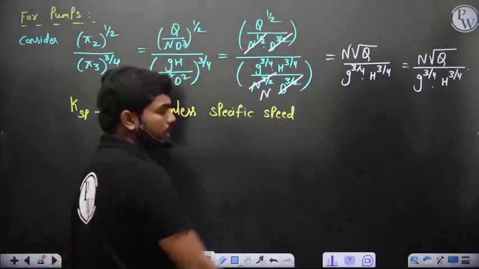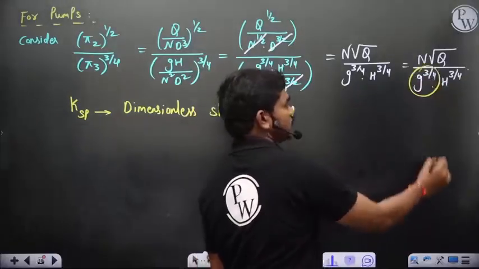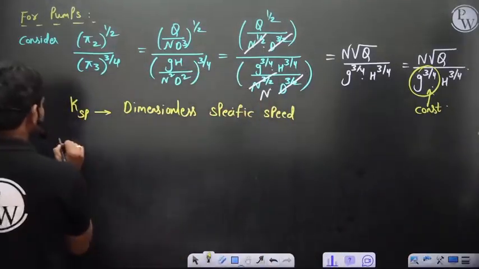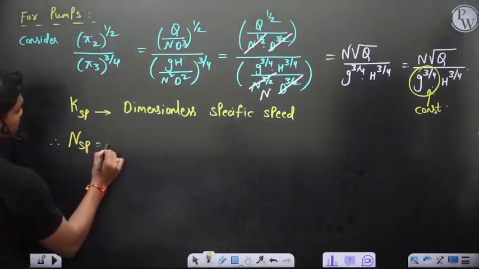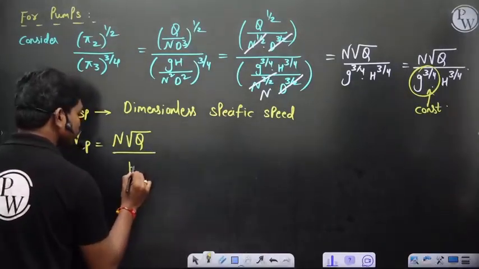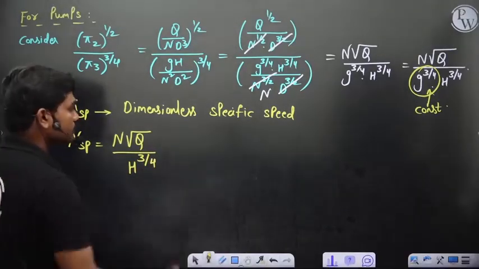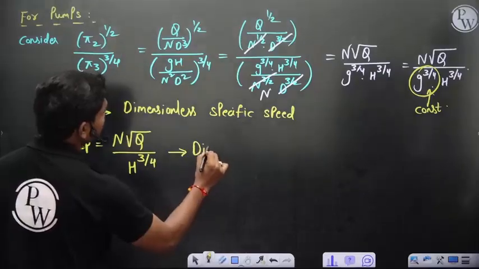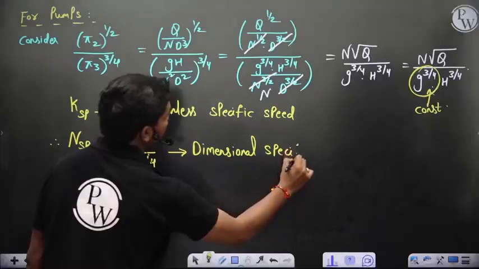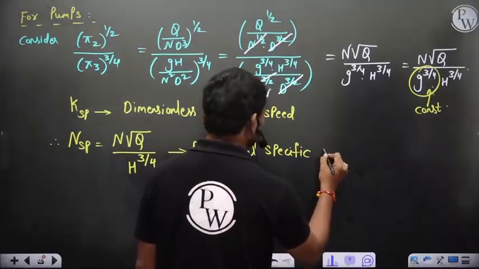It has dimensions, but again in case of pumps, wherever you design the development model and do testing, this fellow g is constant. It is acceleration due to gravity, it's constant everywhere, no issues. Therefore we define something called NSP, which is N root Q by H power 3 by 4. So this is basically the dimensional specific speed. And again, when you are talking about the selection of pumps and turbines, all these things, dimensional specific speed.